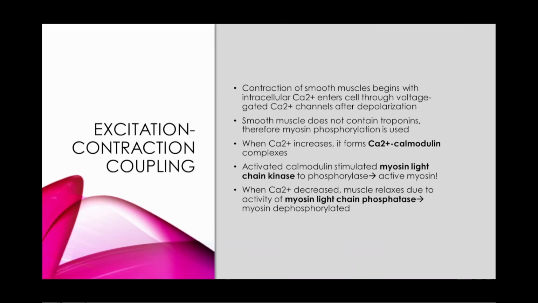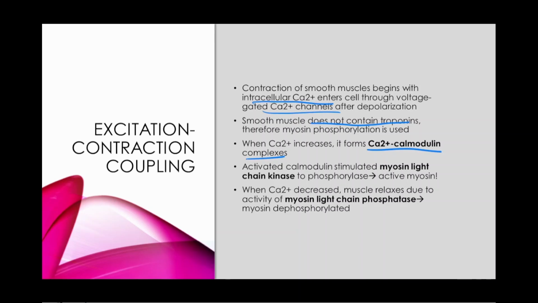Excitation-contraction coupling is here as well. Obviously, it's a little bit different in smooth muscle. In smooth muscle, we have intracellular calcium going up, just like in skeletal muscle, due to these voltage-gated calcium channels. Smooth muscle does not contain troponins, so it doesn't have that type of molecule where the calcium binds to troponin C. So what happens in smooth muscle is it forms this calcium-calmodulin complex.